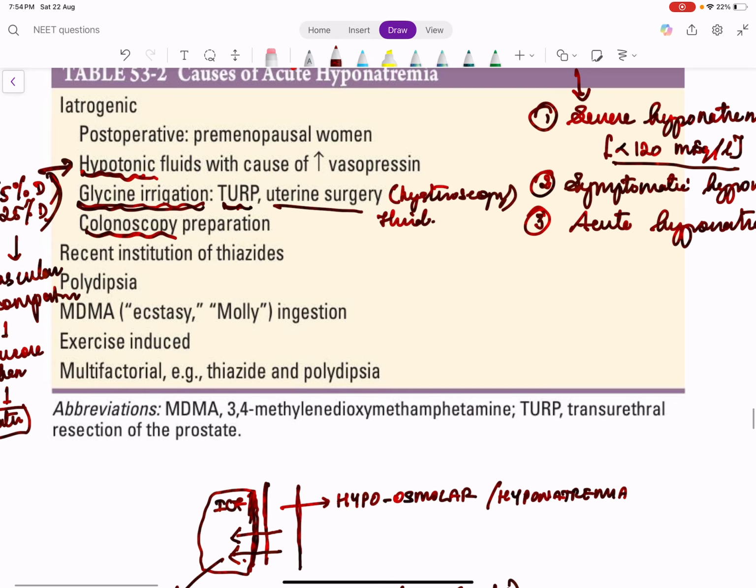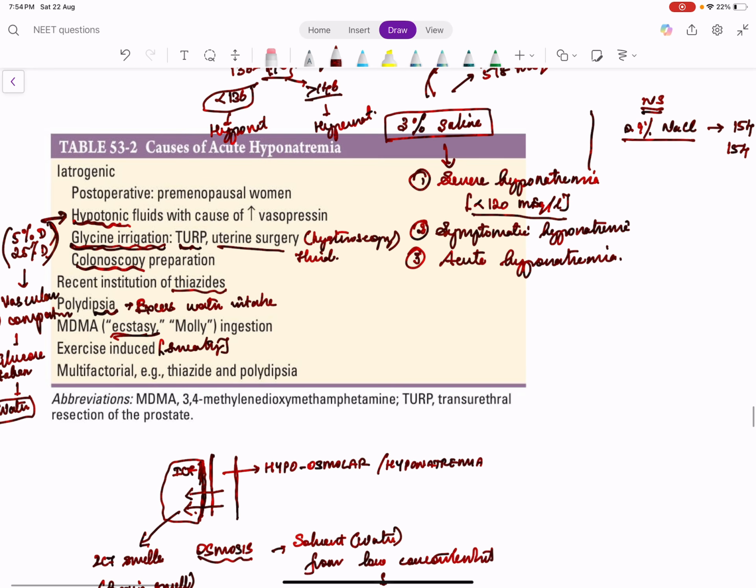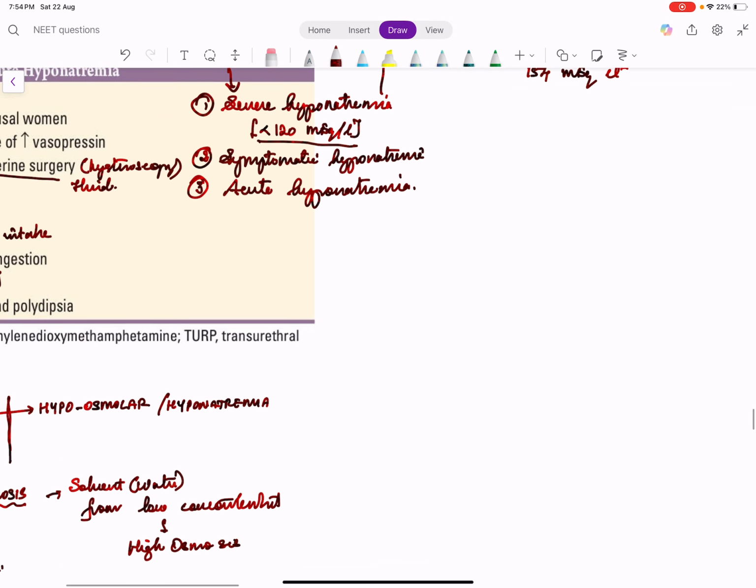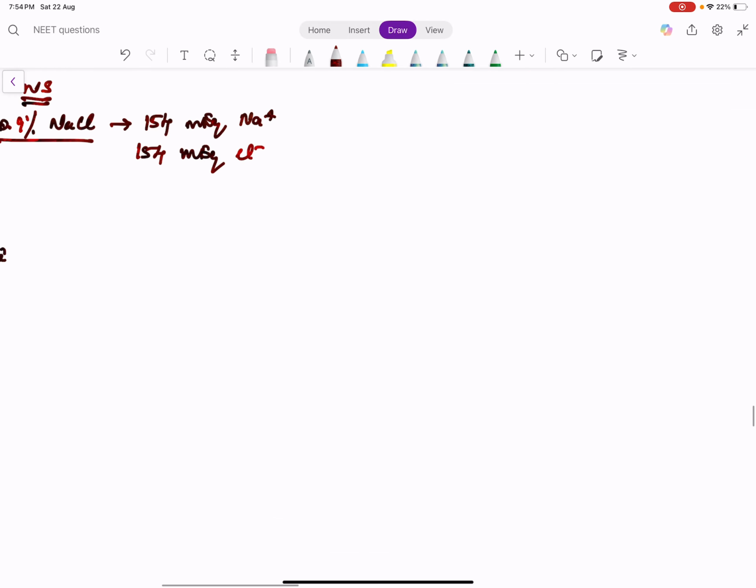Colonoscopy preparation, then recent intake of thiazide diuretic, then excess water intake. Polydipsia is excess water intake. Then excess sweating, and MDMA, ecstasy ingestion. So these are the acute causes of hyponatremia where we must give 3% saline, and severe hyponatremia or symptomatic hyponatremia we must give 3% saline. Now we know very well that hyponatremia must be corrected slowly. Whatever it is, hyponatremia or even hypernatremia must be corrected slowly.